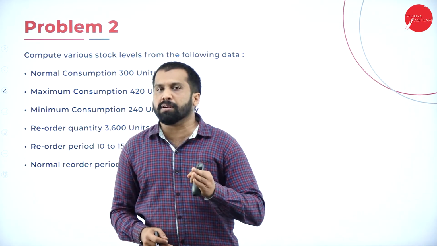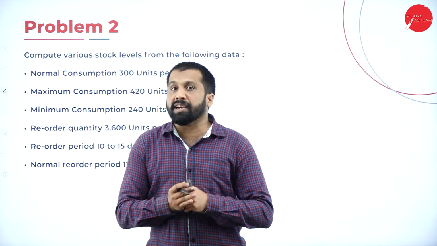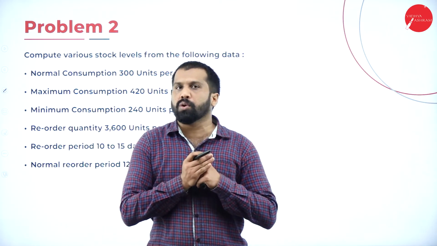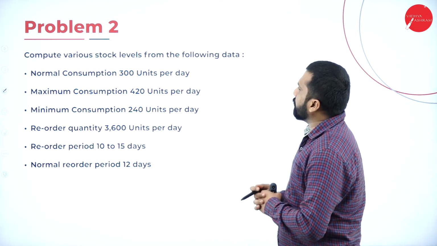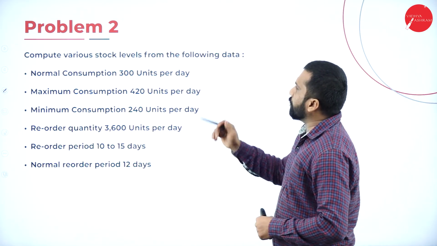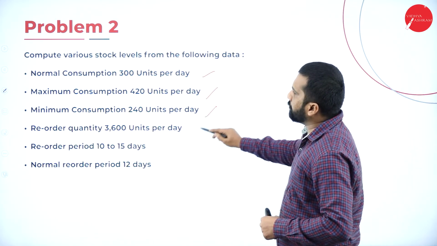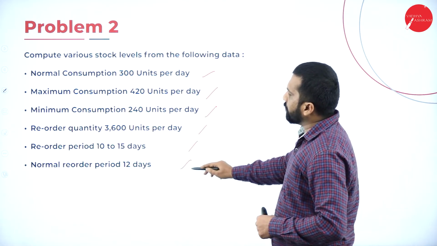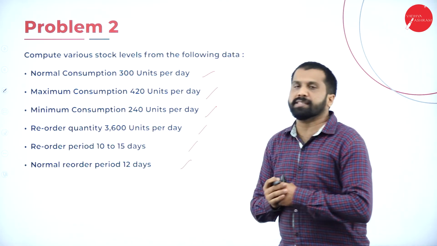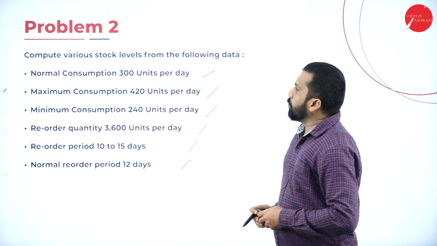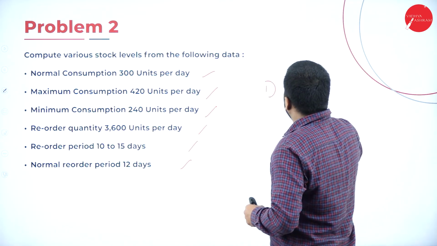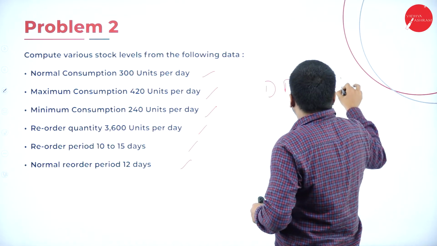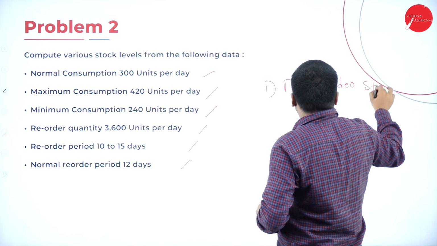Now we are doing problem number 2. In this, try to work out on your own. Clear? Now, compute various stock levels from the following data. Normal consumption, maximum, minimum, reorder, normal reorder period. Everything is given. Now, first formula will be what? Reorder stock level.